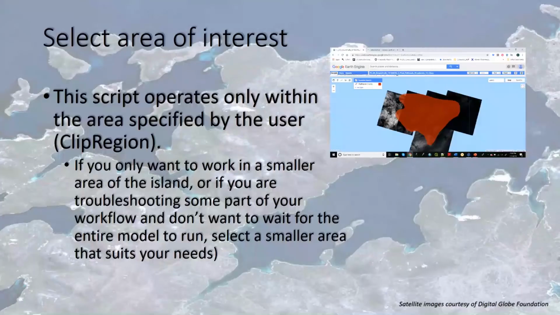One thing to keep in mind with this script is that it is set to operate within a user-defined area. So right now I have this red blob over the Falklands and down to Beauchene. If you wanted to just use the script to go over the entire island and a little bit out to sea, then you would just leave it like that. But if you were just testing stuff, or you were only interested in a small subsection, you could redraw this shape so it was much smaller, and your script will run a lot faster.